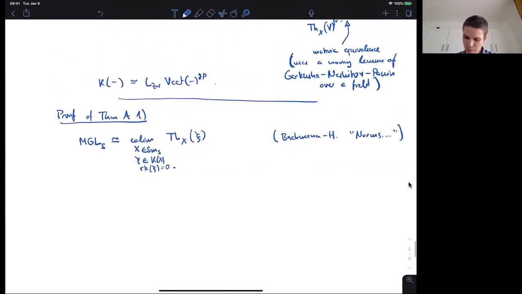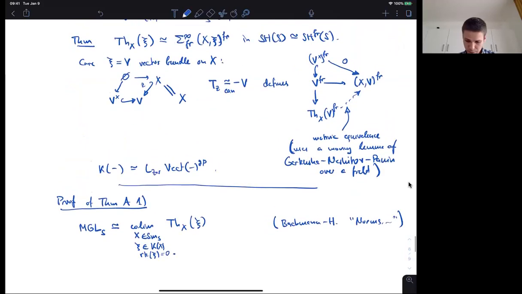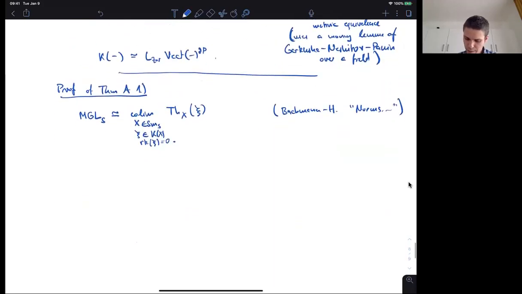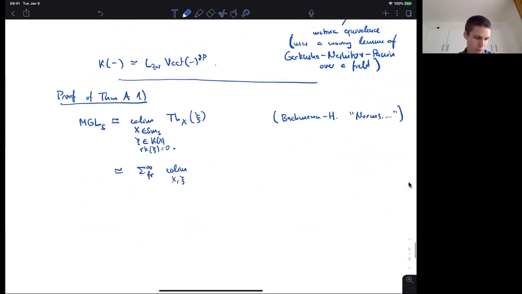So using the previous theorem about the framed models for these Thom spectra, we can rewrite this colimit, well, we directly obtain it as a framed suspension spectrum of the colimit over all these X and C of these framed presheaves (X, C) framed. So this is by the previous theorem.